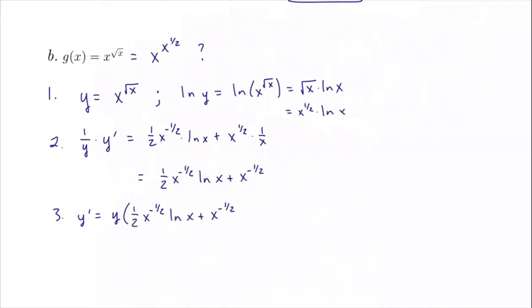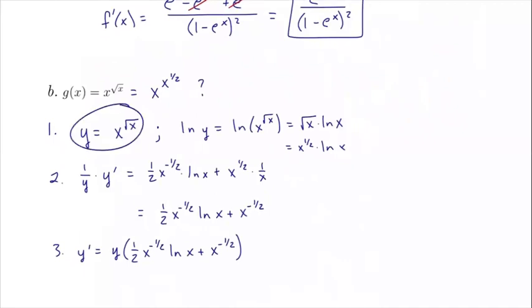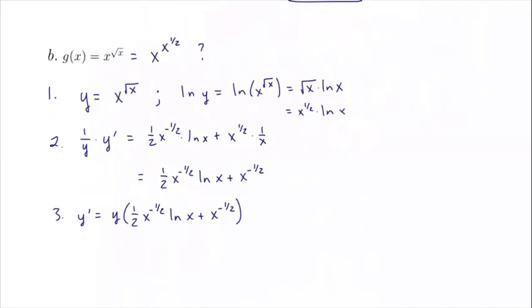And then right here. And what is y? Well, remember that y was x to the root x. So I can write that in as follows. We won't get any more simplifications out of this, but it's not bad to write it all in as is. x to the negative 1/2 natural log x plus x to the negative 1/2. And this is a perfectly sufficient answer, but something really interesting happens with this.